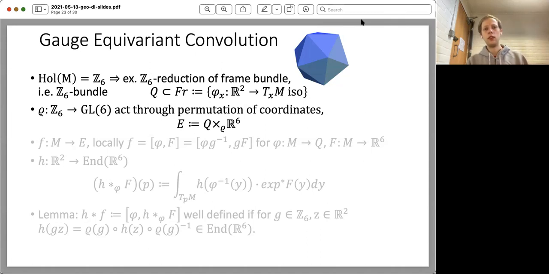So for our group Z6, we have a bunch of representations, and one representation we have in particular is the one which acts on R6 by permutation of coordinates. So every element in Z6 gives me an element in GL6 this way. And now what you can do, you have your principal bundle Q, you have your representation rho, so you can write down an associated bundle Q times R6 modulo this representation rho.